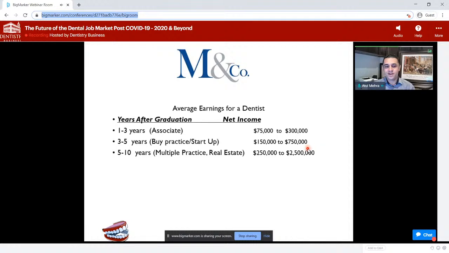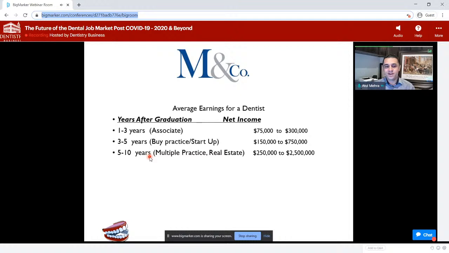And it really depends on the nature of the business that they're buying and the type of specialization that they're in. And then after that, 5 to 10 years in, we see various different scenarios, multiple practice scenarios, people having multiple practices in different jurisdictions, where they're multiplying the resources available to them, and their income can be anywhere from $250,000 a year to $2.5 million a year.